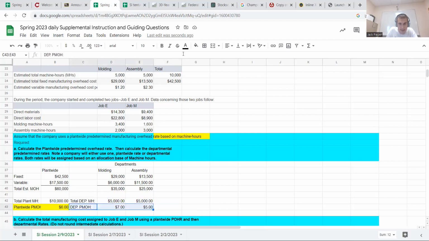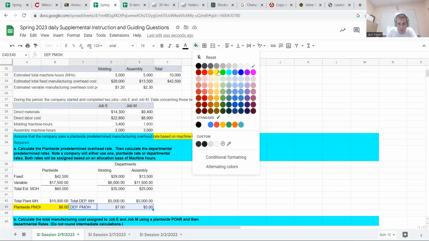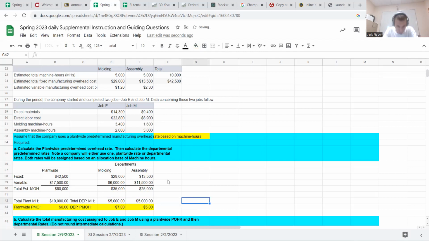And I'll highlight this and then I will explain what those mean. So for this, we know that for every machine hour of molding, we pay, or we don't pay, but we incur $7 worth of manufacturing overhead. For the assembly, we incur $5.